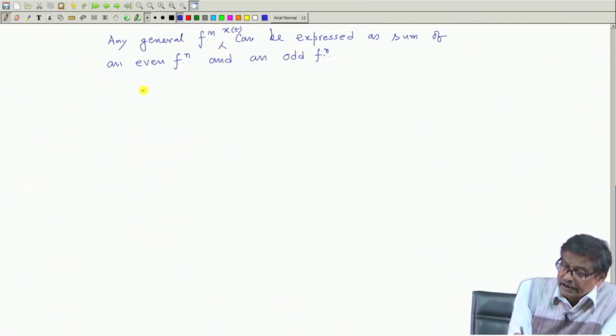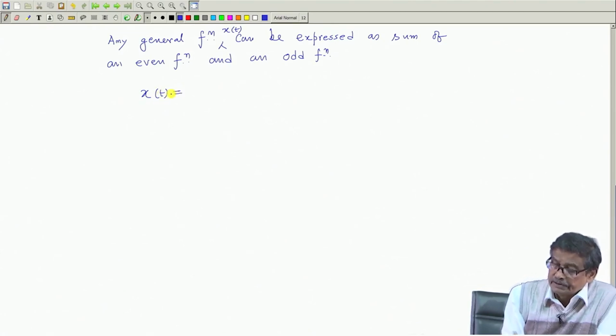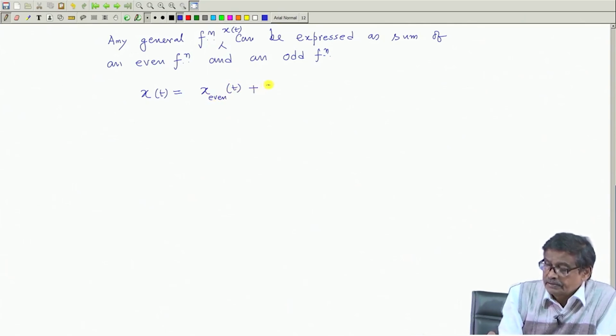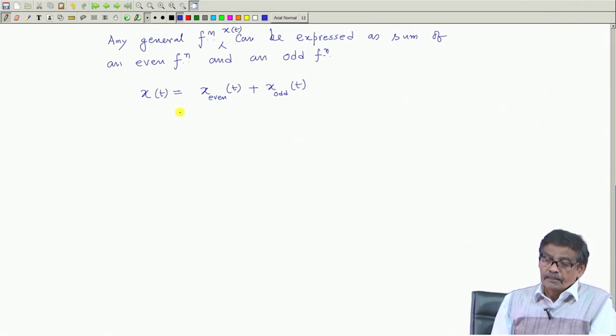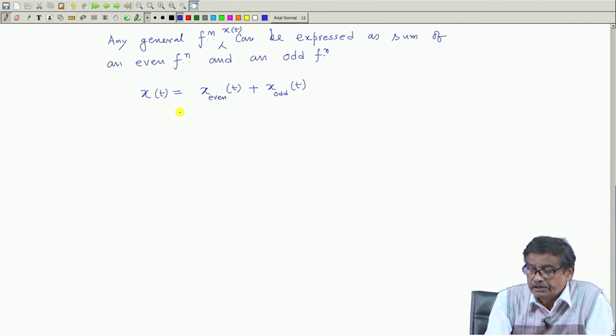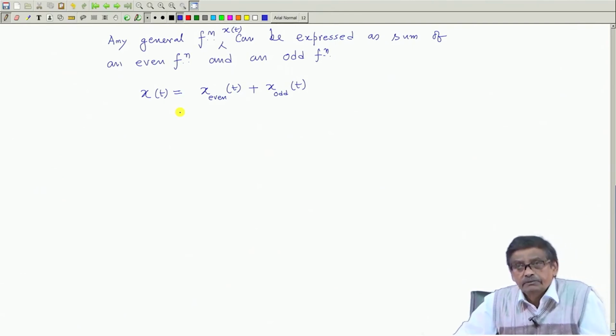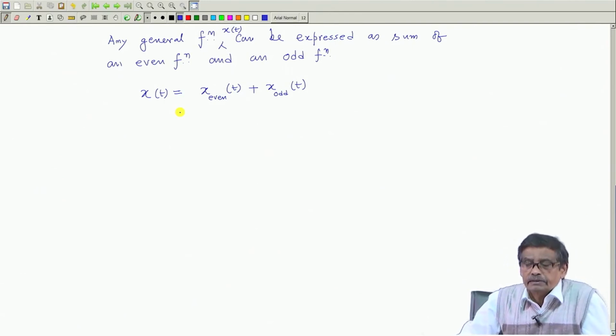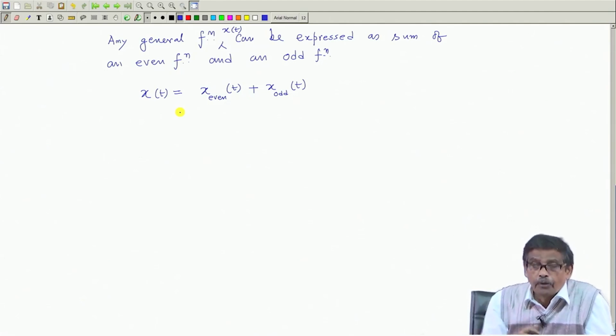Therefore, what it is telling me is this: x(t) can be expressed as the sum of an even part of t plus an odd part of t. Then the question is, if I know x(t), can I find out the even terms and the odd terms? Yes, I can, because I will apply the property.